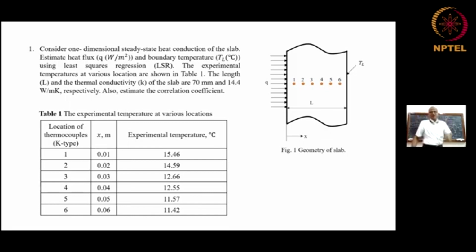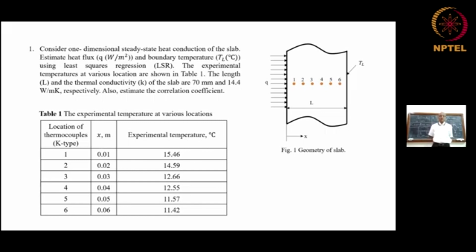That means if the temperature is 15.46, it could be 15.46 plus or minus 0.2. 14.59 plus or minus 0.2. And the slab X is measured from the left to right. We have got 6 temperatures. Please note, I have deliberately not given them at X equal to 0 and X equal to 70 mm, that is the left and right. Then it will become trivial.